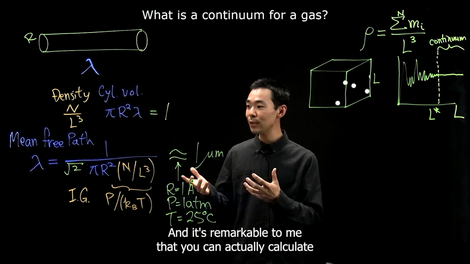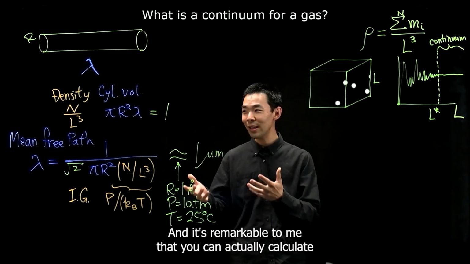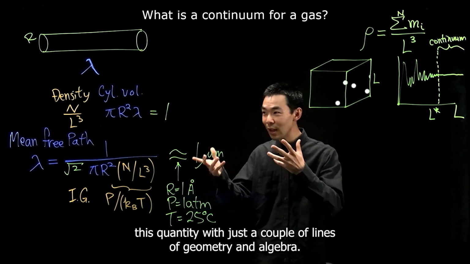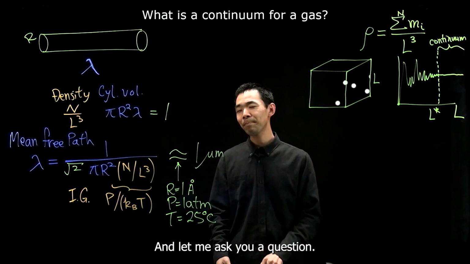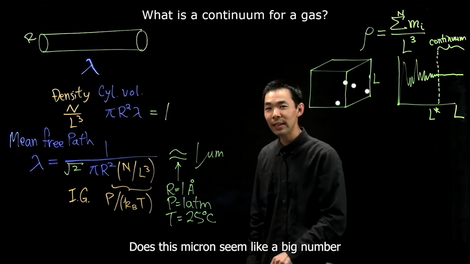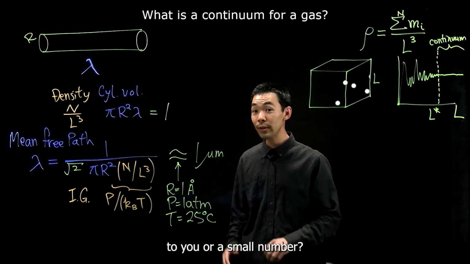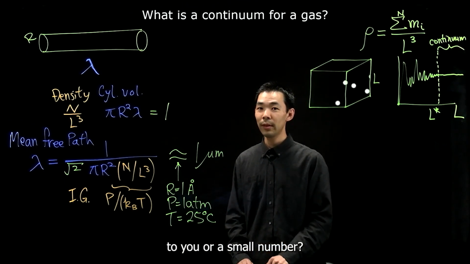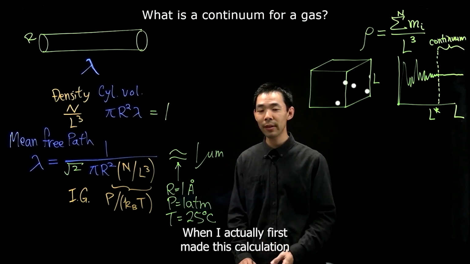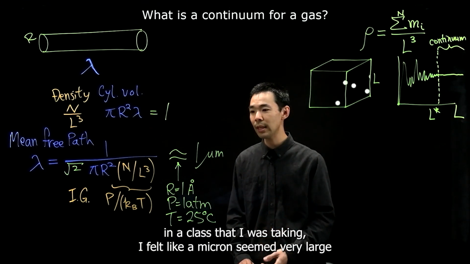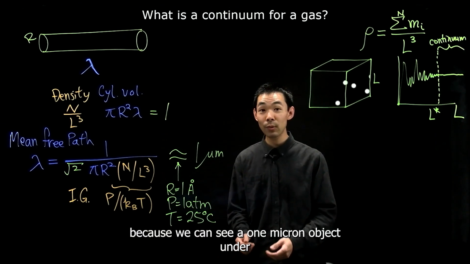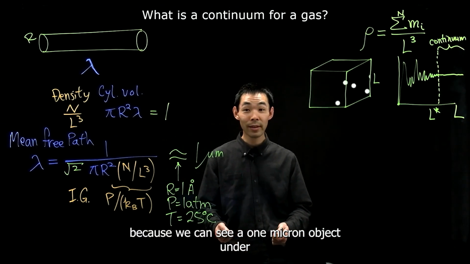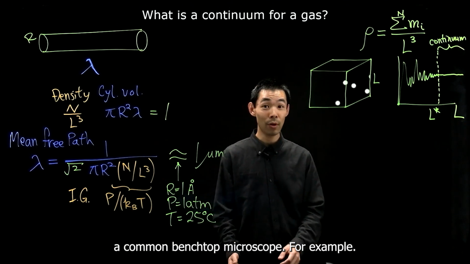And it's remarkable to me that you can actually calculate this quantity with just a couple of lines of geometry and algebra. And let me ask you a question. Does this micron seem like a big number to you or a small number? When I first made this calculation in a class that I was taking, I felt like a micron seemed very large, because we can see a 1 micron object under a common benchtop microscope.